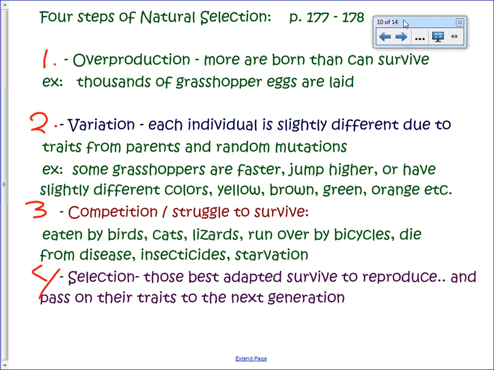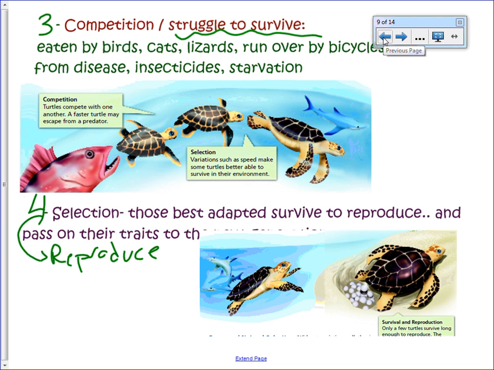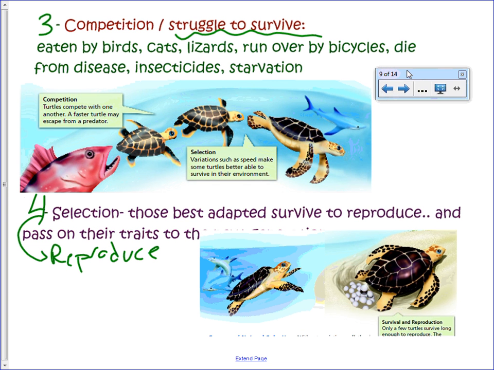Oh, the notes are here too. So here's all 4 of them. The 4 steps. So overproduction, variation, competition, selection. And so that's really the 4 steps of how natural selection is happening. When we talk about evolution, it's evolution by natural selection. It doesn't just happen. Giraffes don't get longer necks because they stretch their necks. It's because those are the traits that are most useful to survive. So evolution is going to happen over many generations. And we'll talk about that a little bit more tomorrow.